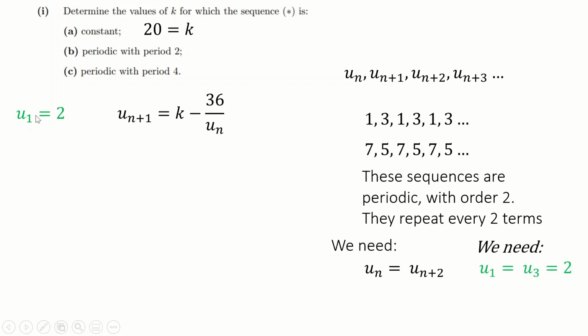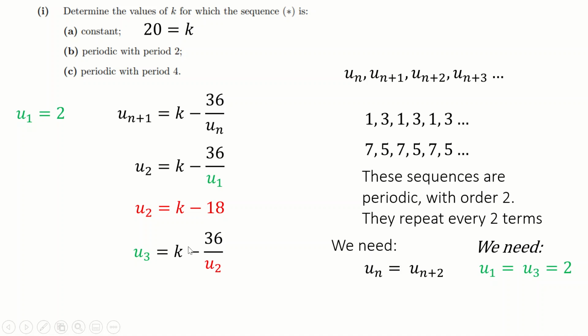But I know what u1 is. It's 2, because it said in the question that I was starting at 2. So that means I need u3 to be 2. Right, so let's go back into here. I know what u2 is. That's k minus 36 over u1. But I know u1 is 2, so let's put that in, and I get u2 is k minus 18, which is what I found last time. Now let's find u3. u3 is k minus 36 divided by u2.